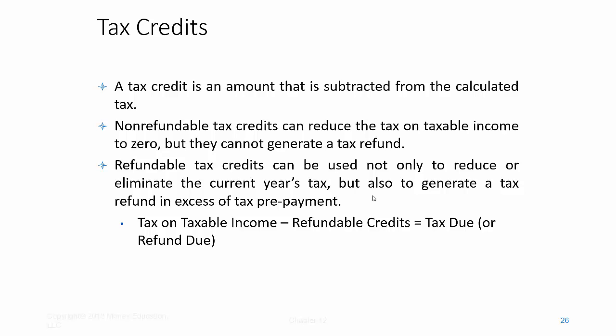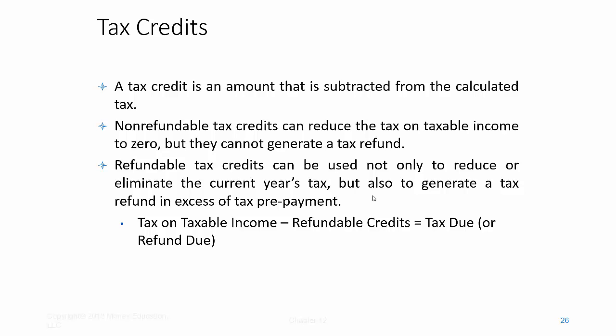So earlier I said that a tax credit is an amount that is subtracted from the calculated tax. Now there are different types. There are some that result in a refund. So even if you have zero tax liability, you could still possibly get a refund. And there are some that are non-refundable. So non-refundable tax credits can reduce the tax on a taxable income to zero, but you cannot get a refund. Whereas with refundable credits, you will also generate a tax refund, not in excess of tax prepayments if we withheld too much, or you might also get certain types of credits. You could get money even if you don't owe anything.